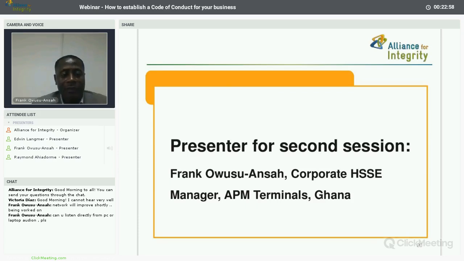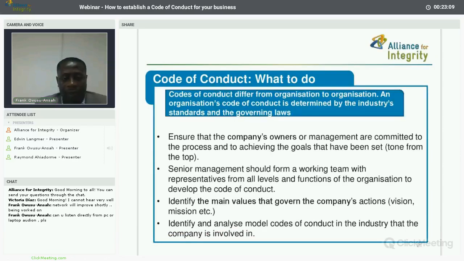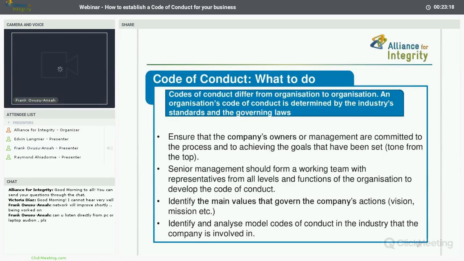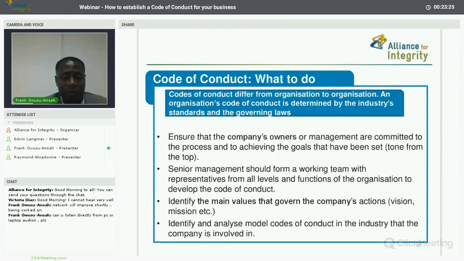Hi, everyone. Thank you very much for the opportunity and the platform to interact with our participants all over the world. And as you said, my responsibility this morning is to take us through, when we talk about a code of conduct, what to do. Best if you do not have a code of conduct in place. So I'll continue from where he left off.